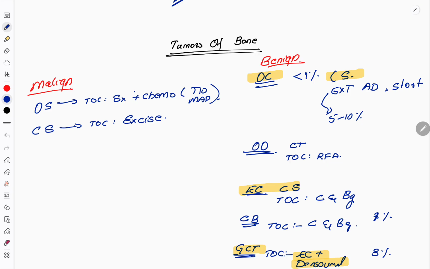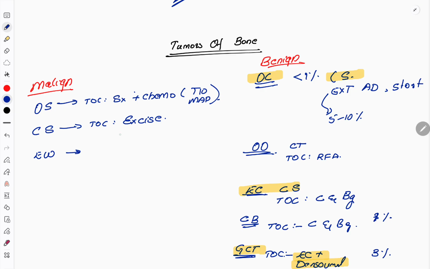The next tumor is Ewing sarcoma, which is seen between 5 to 20 years. 11;22 translocation, EWS-FLI1, and it will be MIC2 or CD99 positive. You will also see pseudorosettes. True rosette means there is nothing in the center. If there is something in the center, then it is known as pseudorosette. Here the treatment of choice again is surgery plus chemo. Although Ewing sarcoma is a highly radiosensitive tumor, we do not give radiation because there is a risk of development of osteosarcoma. So we'll treat it with surgery and chemo.